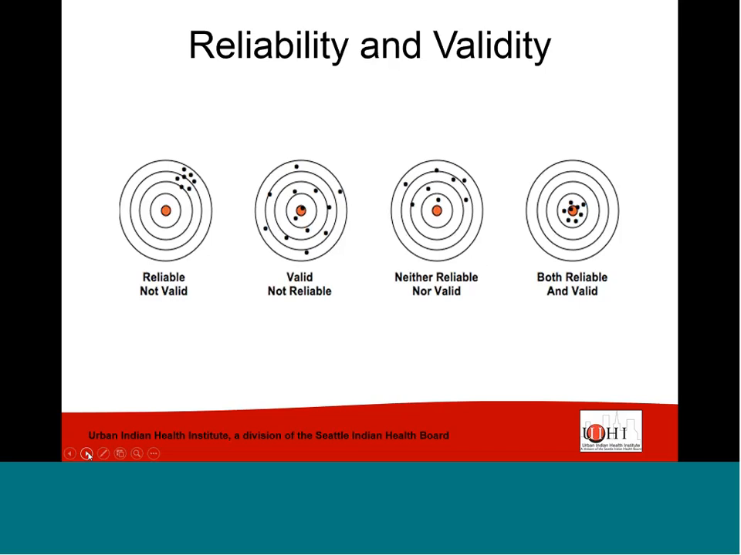In the third target, it's neither valid nor reliable because the shots are pretty random, and none of them are really at the target. So the fourth one, we would consider both reliable and valid because it hits the middle of the target, and it's reliable because all of the scores are consistently near the same spot. Next slide, please.